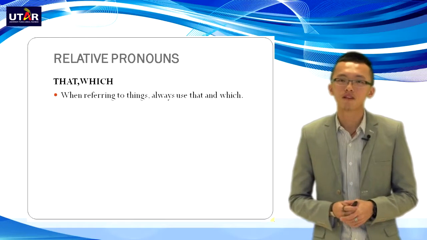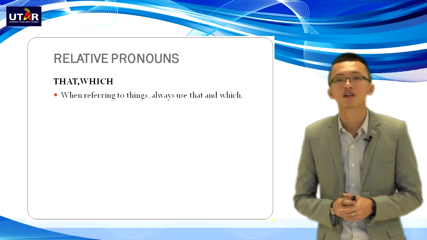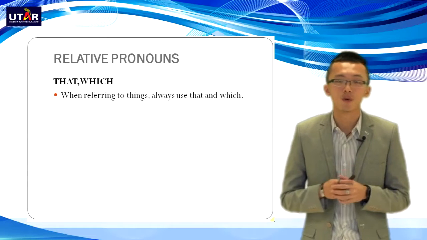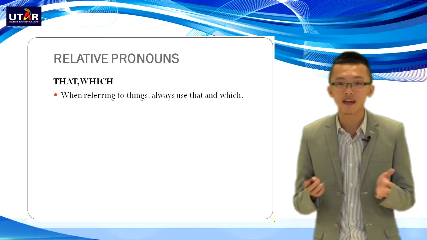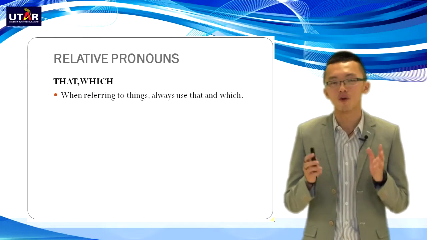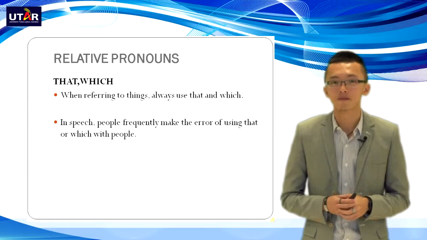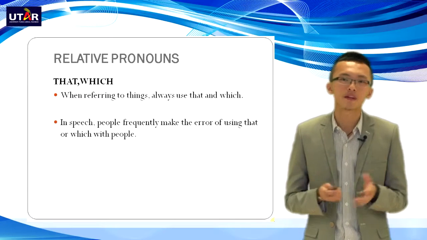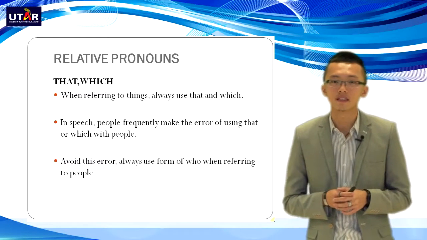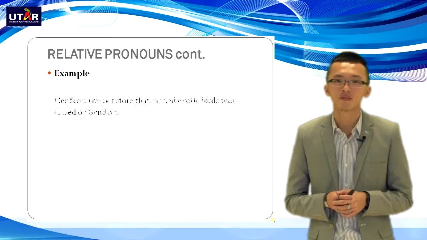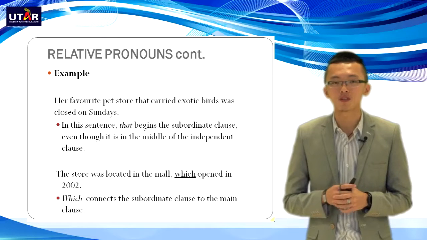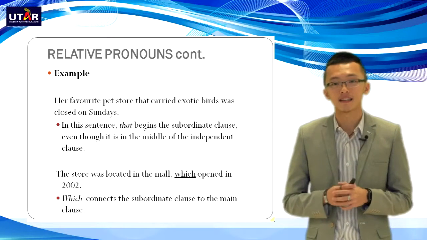Now, in the case of the relative pronouns that or which, when referring to things, you would use these two. Always use that or which when referring to objects, inanimate objects. Who, whom, and whose, remember, are always used for people and people only. In speech, people frequently make the error of using that or which with people, and you should do well to avoid these errors. Now, for example, her favorite pet store that carried exotic birds was closed on Sundays.